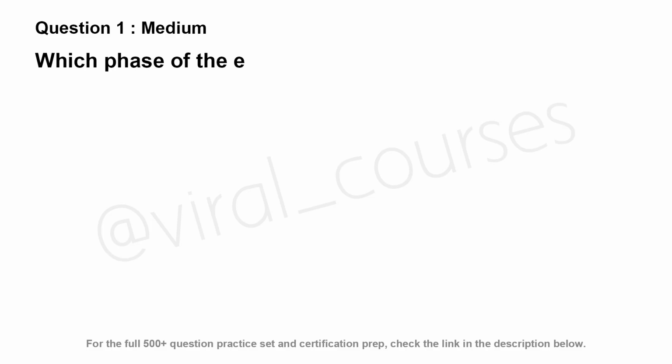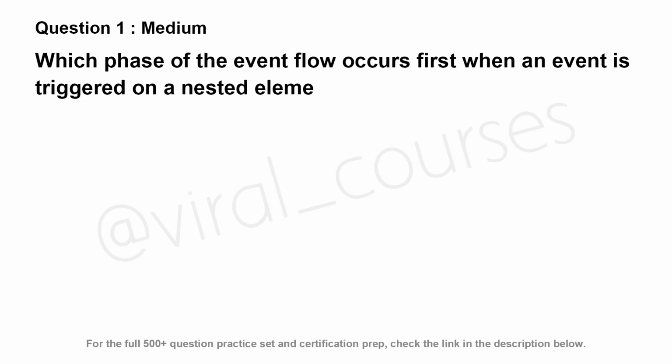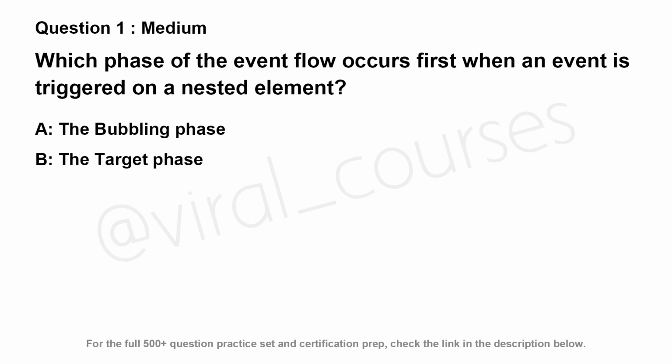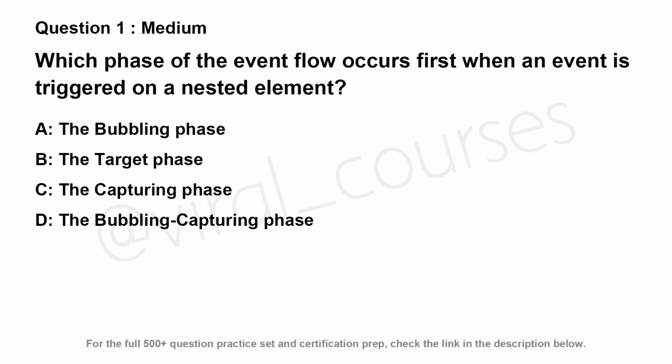Which phase of the event flow occurs first when an event is triggered on a nested element? Option A, the bubbling phase. Option B, the target phase. Option C, the capturing phase. Option D, the bubbling capturing phase.